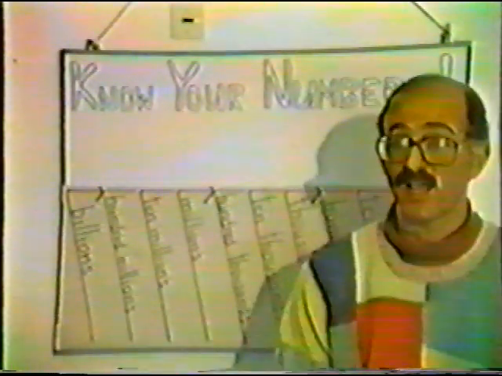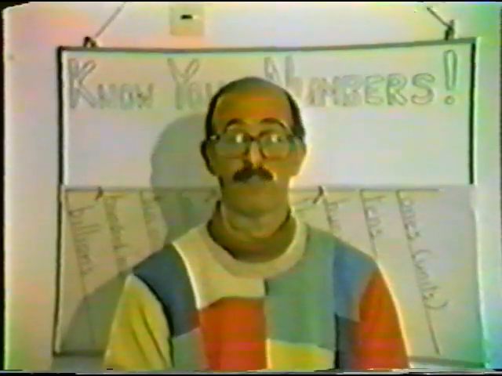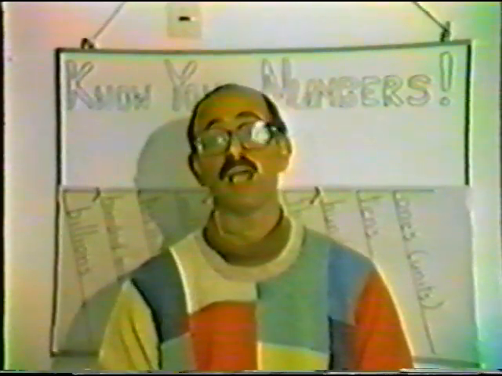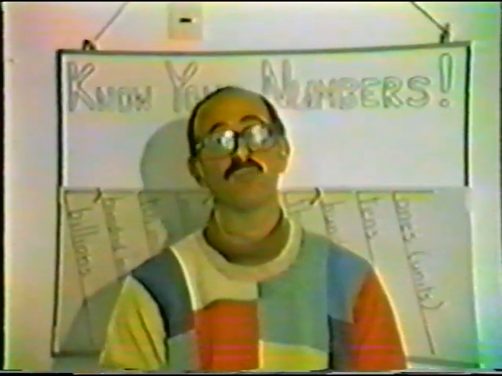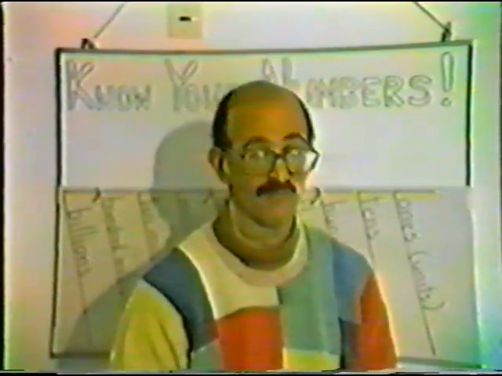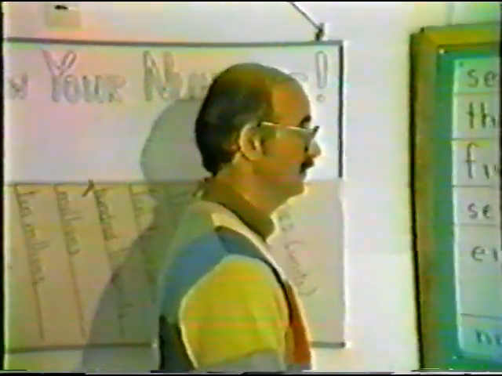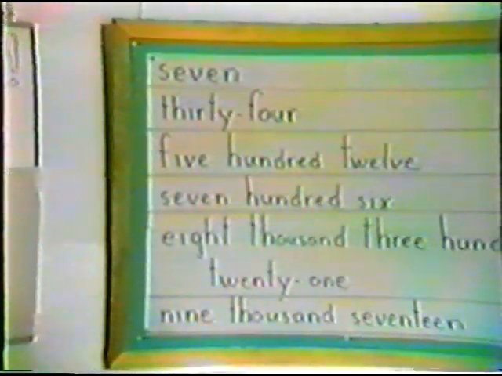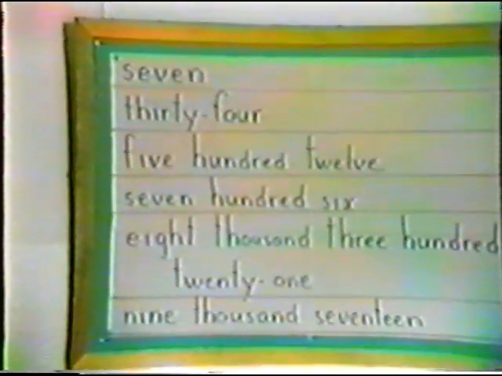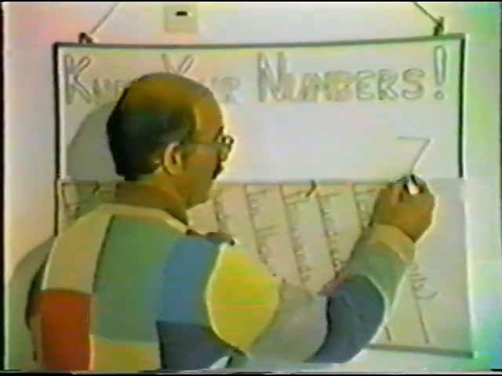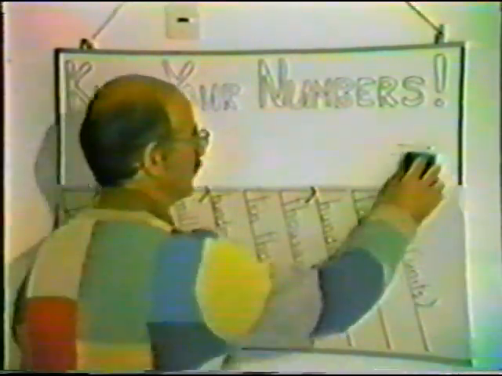Okay, this time we're going to start by having the number already written out in words, and then we're going to see if we can actually write the numeral. What is our first number? 7. 7, and we'll write it like this. It's just a 7 in the ones place.